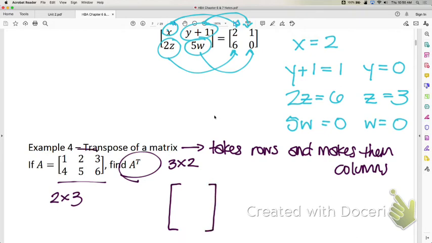So you set it up as a 3 by 2. It takes the first row and makes it the first column. So instead of it being 1, 2, 3 across the top, it's 1, 2, 3 down the first column. Instead of 4, 5, 6 in the first row, it's the second column. Flips it on its side.